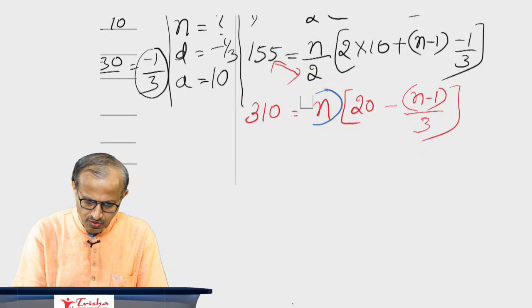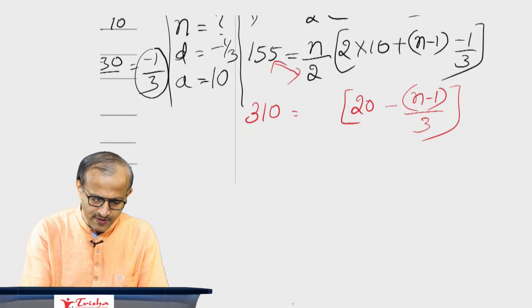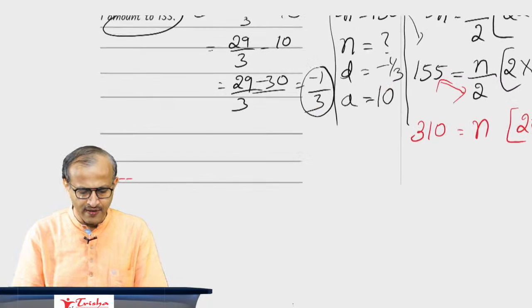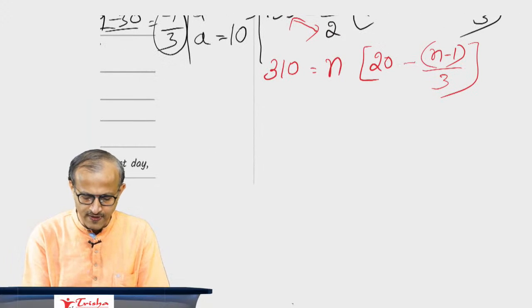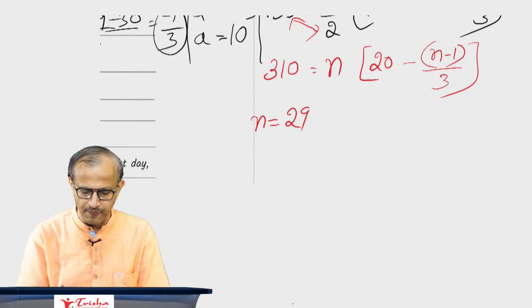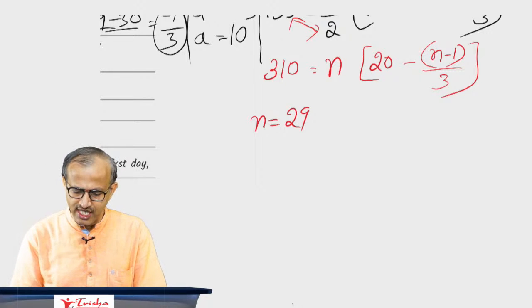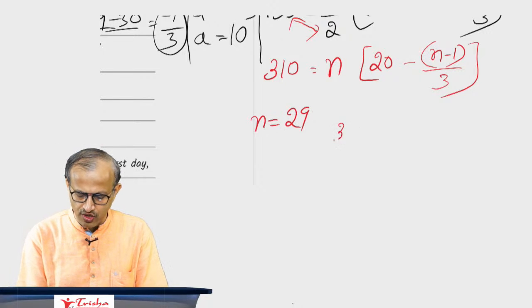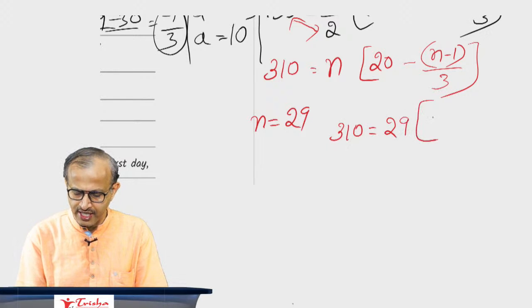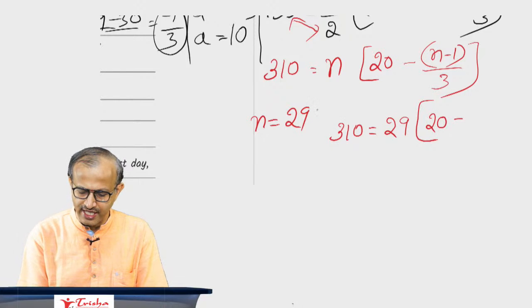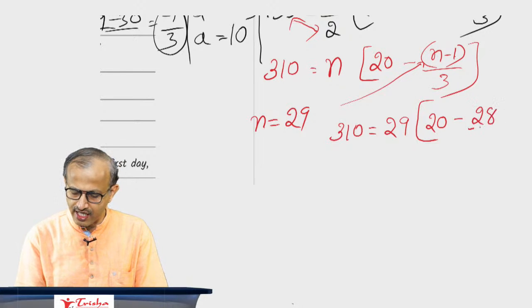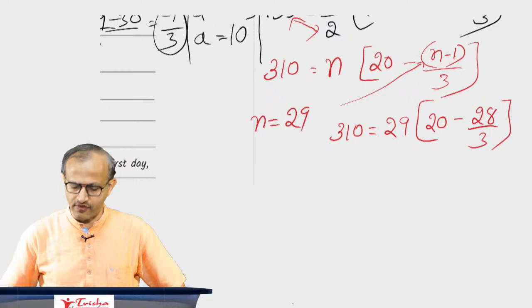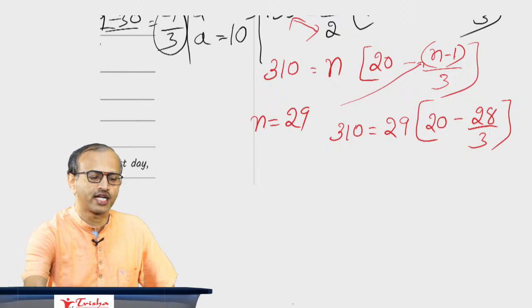Instead of solving for n, I will substitute. What is your first option? n is equal to 29. Let us verify if that is correct. We have to get 310. I don't know whether the n value 29 is right or wrong, I will take 29. 20 minus, use calculator, 29 minus 1 is 28. Calculator fast: 28 by 3, all of you do it.